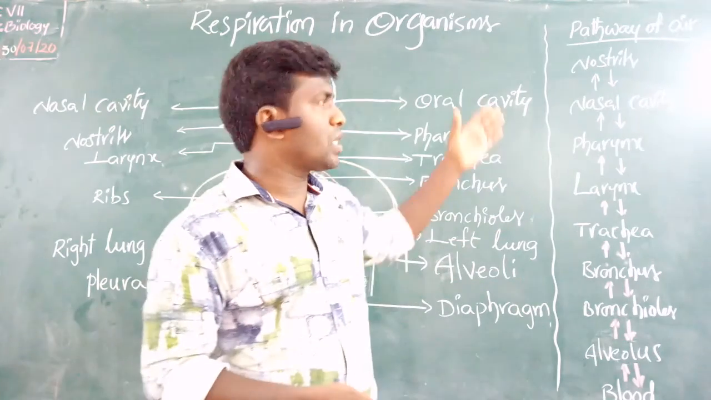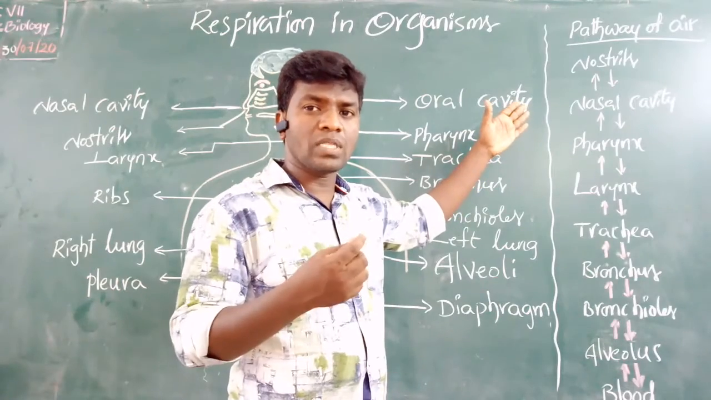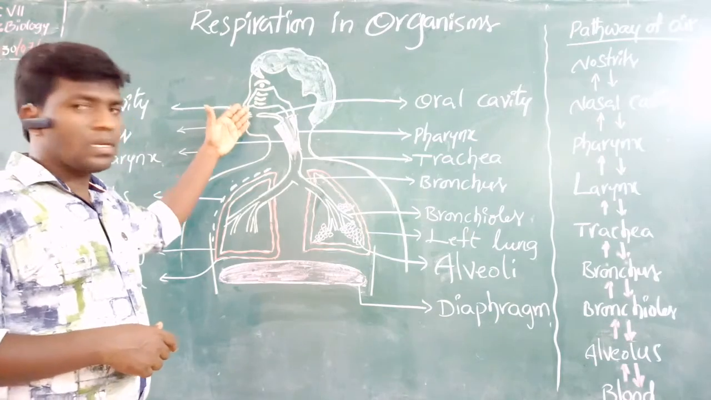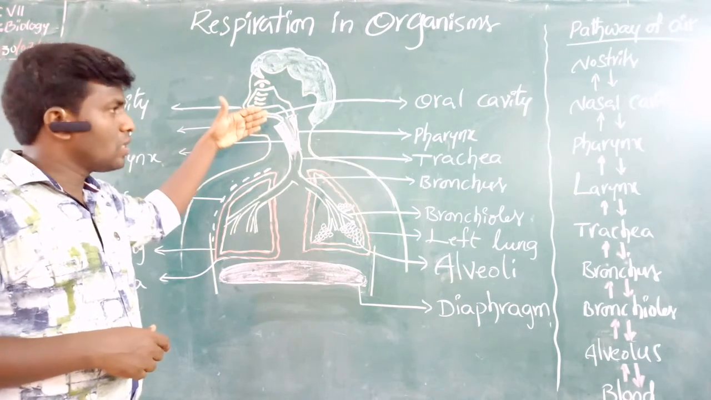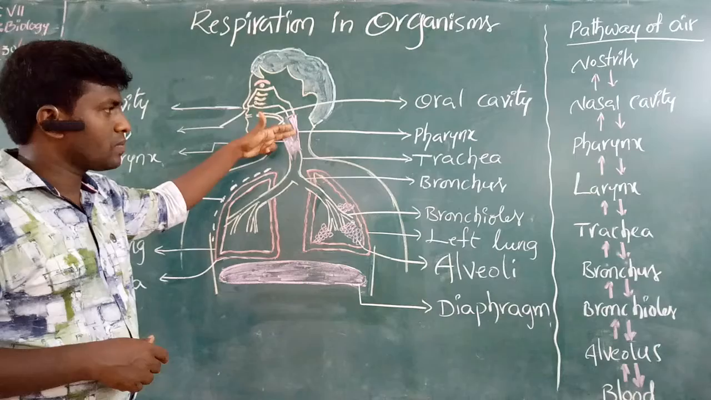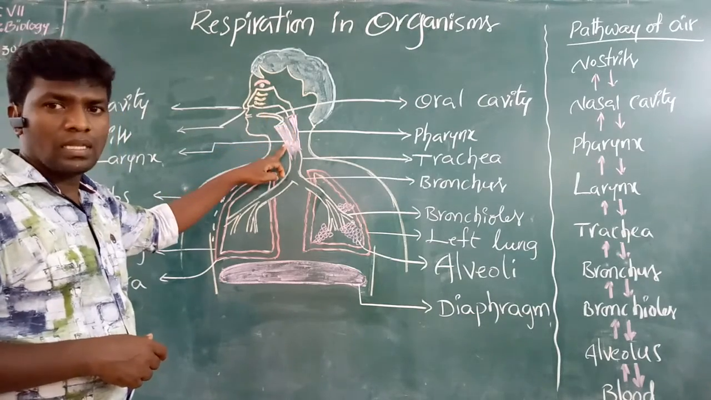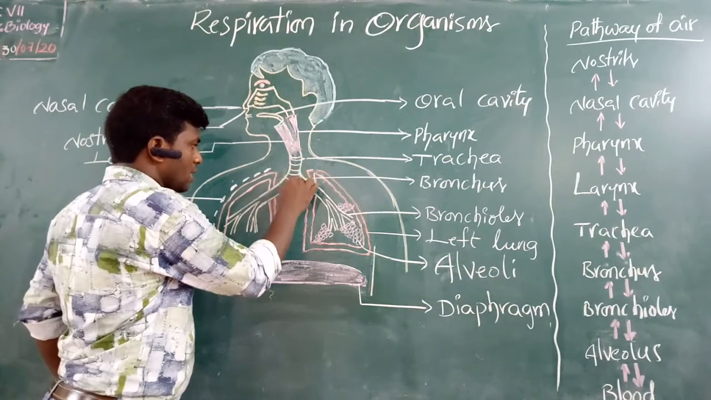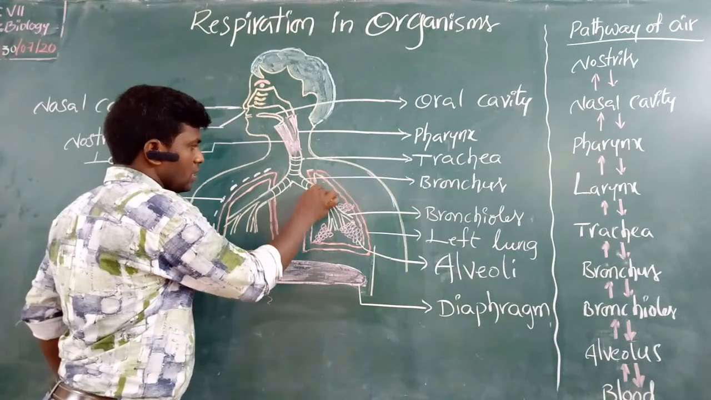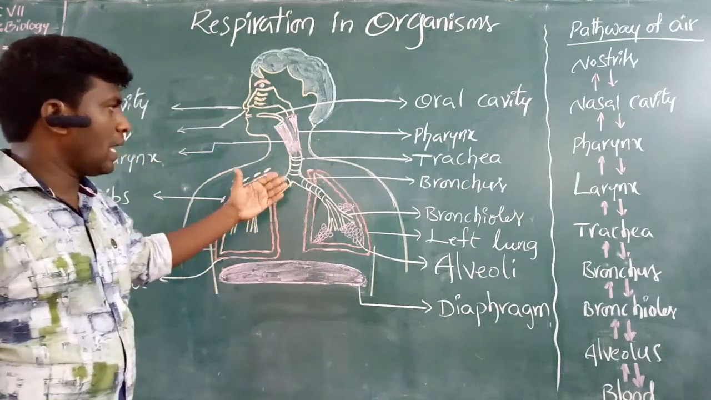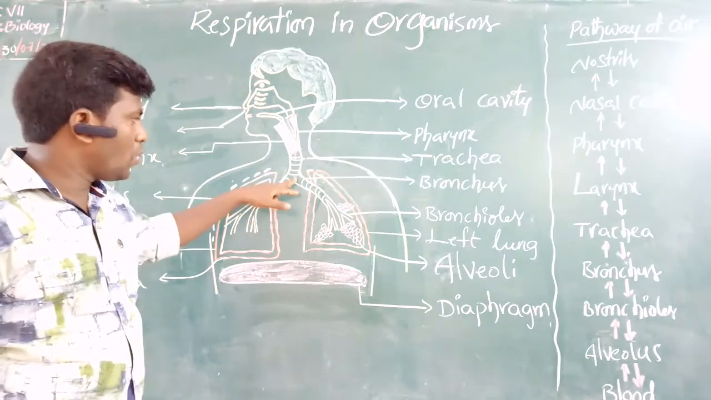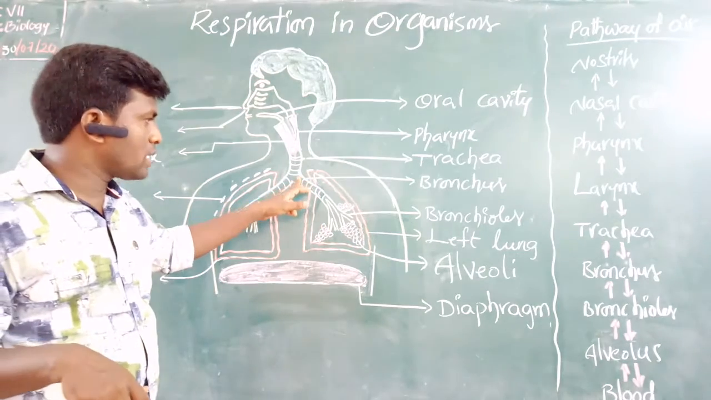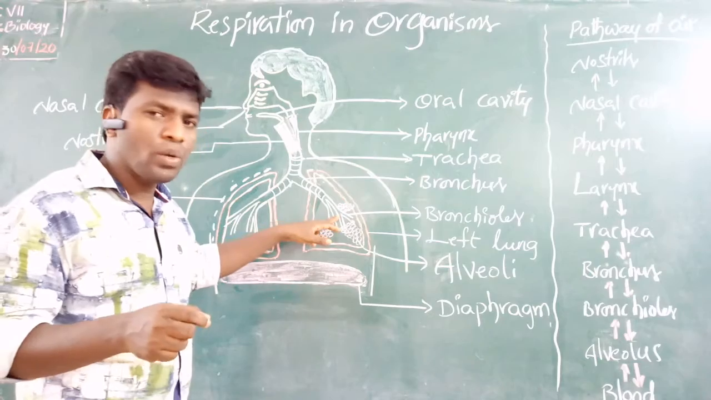Actually, there is a pathway of the air. First of all, the air enters into the nostrils. Then the air enters into the nasal cavity. After the nasal cavity the air enters into the pharynx, then into the larynx. Then the air enters into the trachea. This is the trachea. From the trachea, the air enters into the bronchus. The bronchus is divided into two ways. From the bronchus the air enters into the bronchioles.